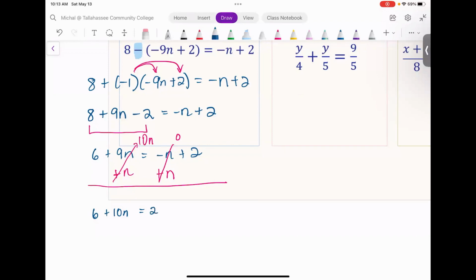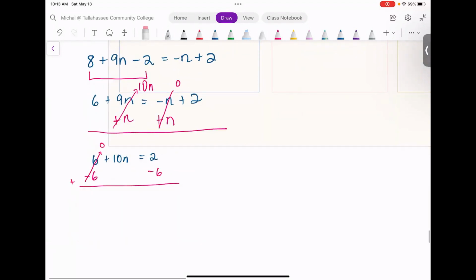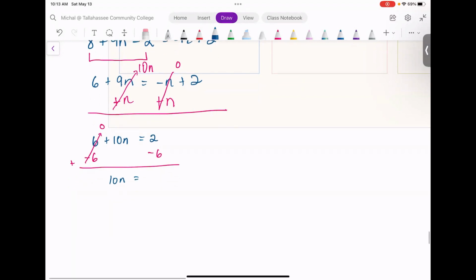So now I have all my variable terms combined, and I need to combine my constant terms. On the left side of the equal sign, I have both constants and variables. I'm going to add a zero pair of -6 to both sides of the equation, so that on the left, I get my zero pair because that's where I want my constants to disappear. On the left, I just get 10n, or 0 plus 10n. On the right, I get 2 plus -6, which is -4, or 2 minus 6 is -4 either way.